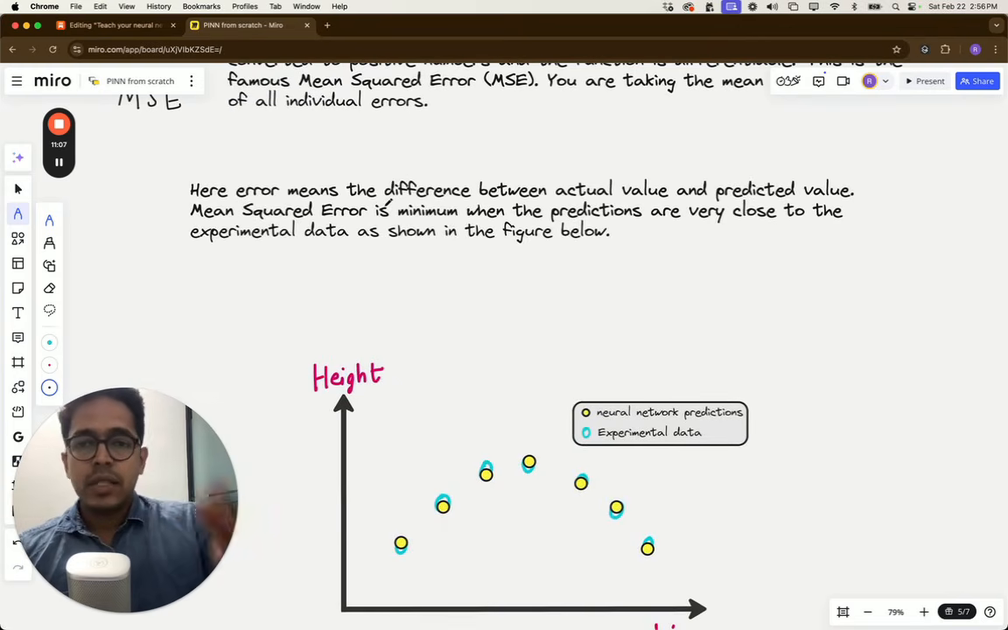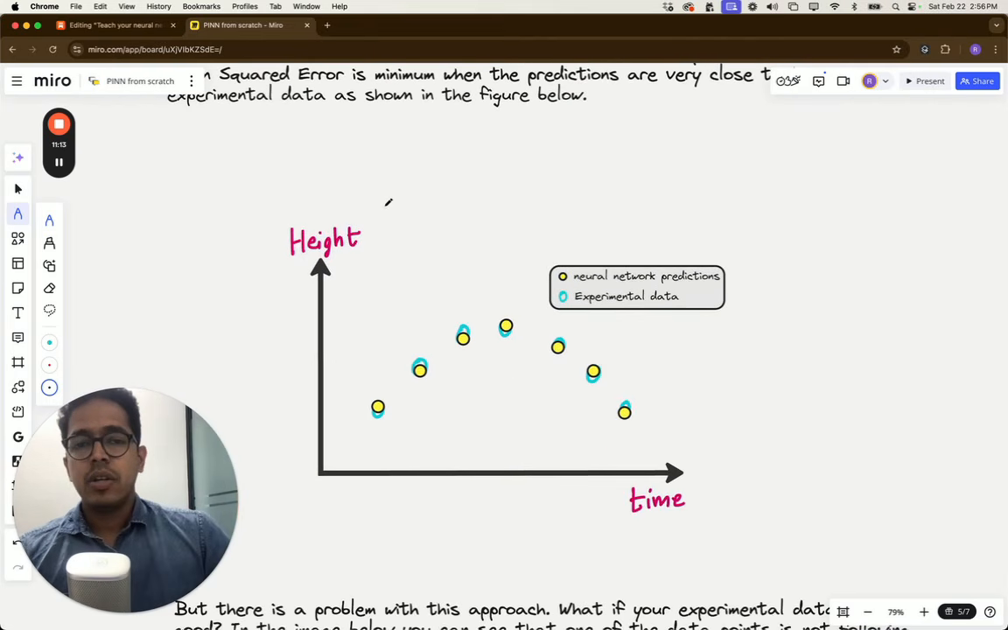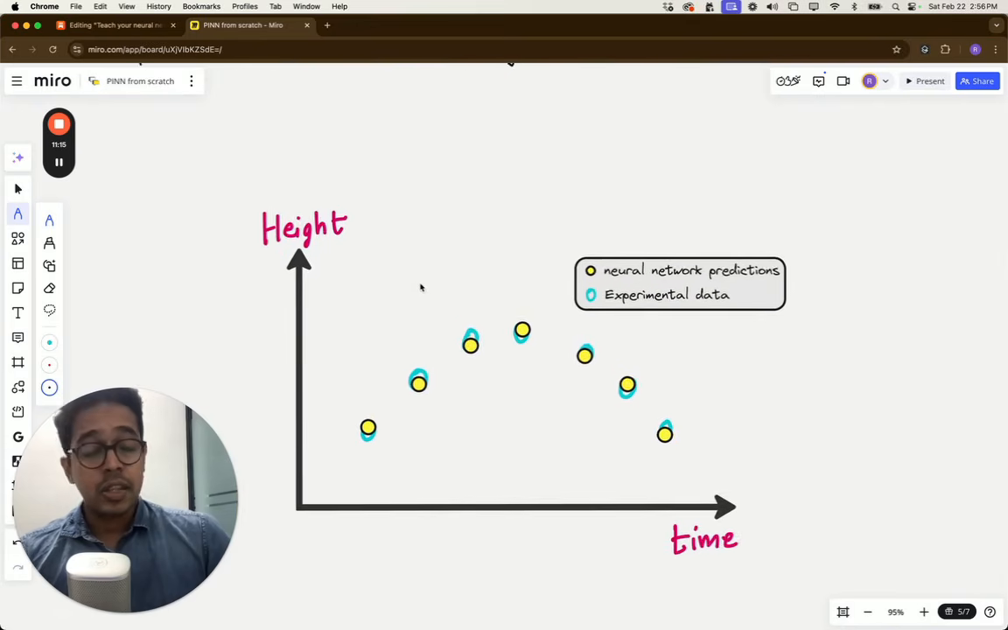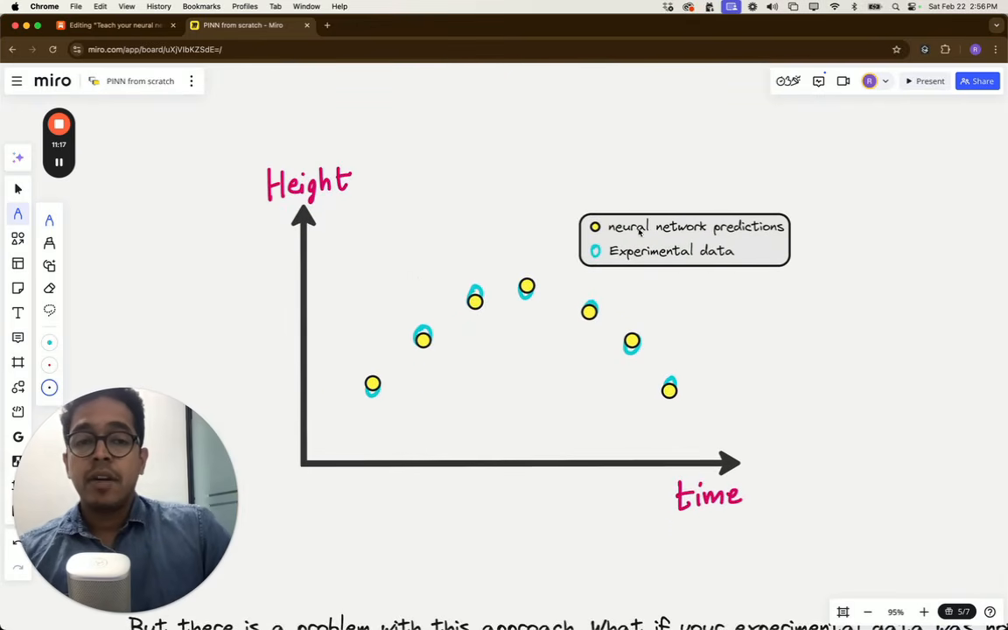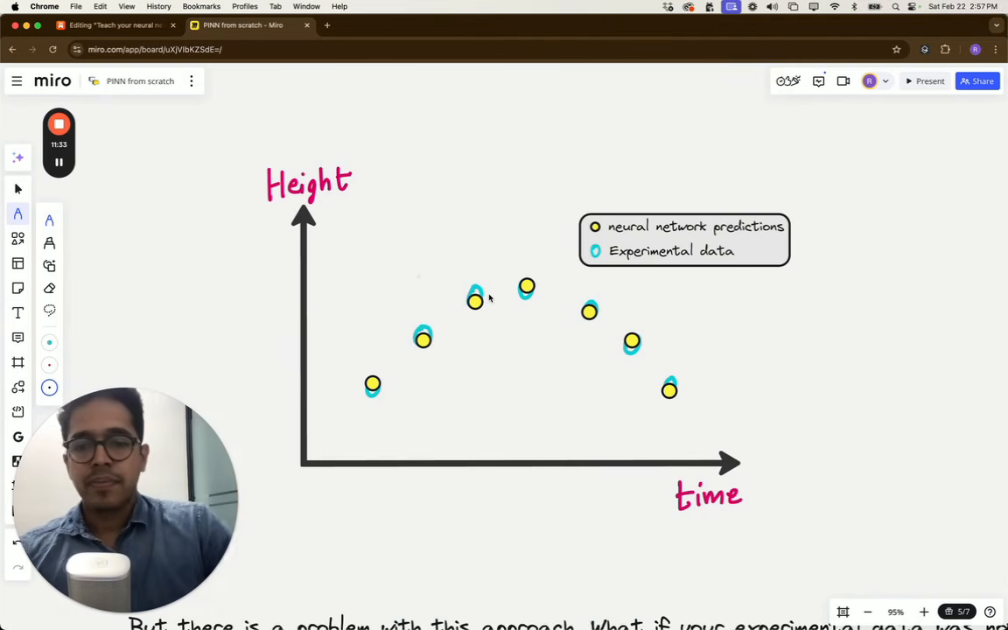So here, mean squared error tells you now the degree of how good your neural network is. Because if mean squared error is very small, your neural network predictions, which are these yellow dots, will fall very much on top of the experimental data. So they will overlap each other very, very well. So if a neural network makes predictions like this, then in that case, you are having a very good neural network on the training data. Testing, we are yet to see.